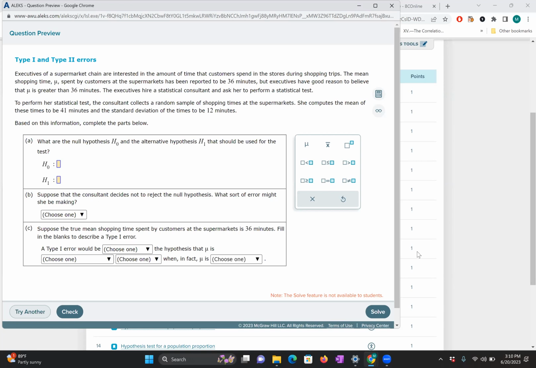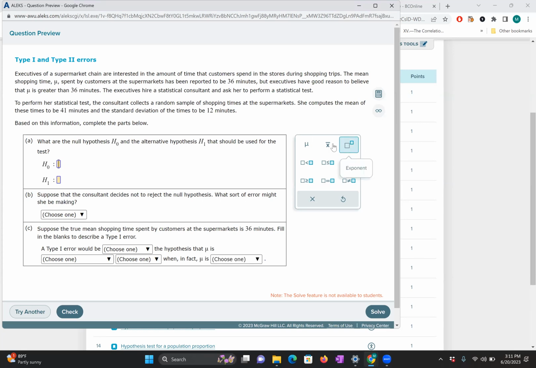The executives hire a consultant, so they perform the test statistics. The consultant collects a random sample and finds that the average is 41 minutes with a standard deviation of 12 minutes. So what they're asking for here is the hypothesis.